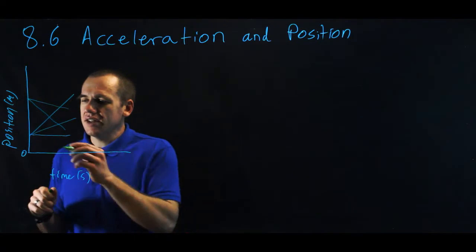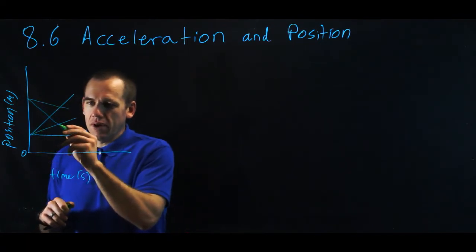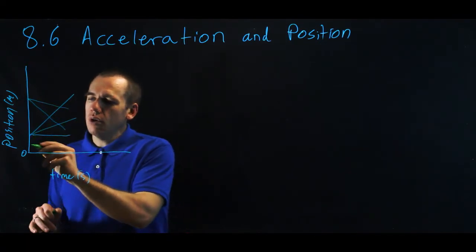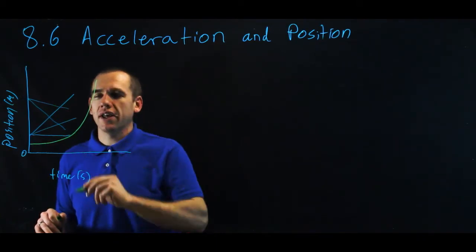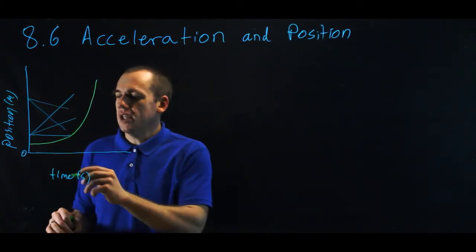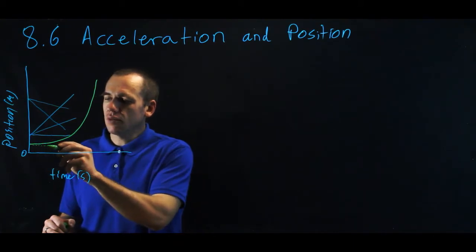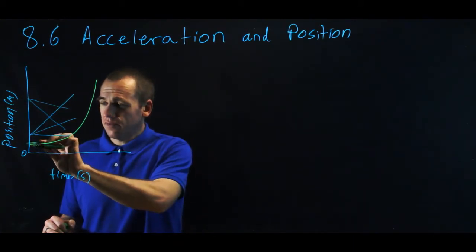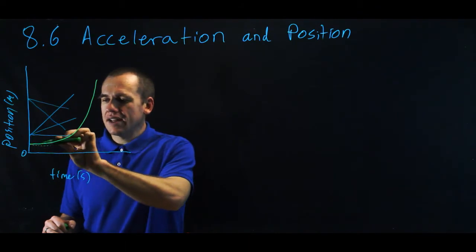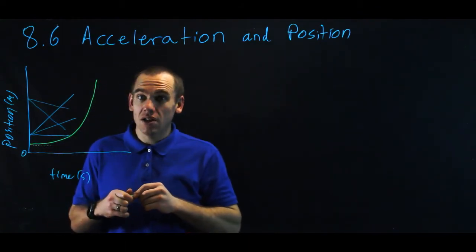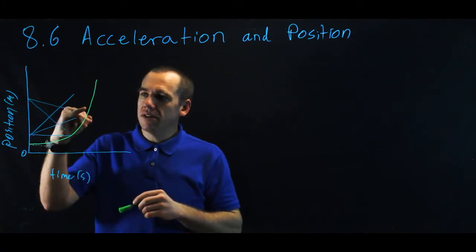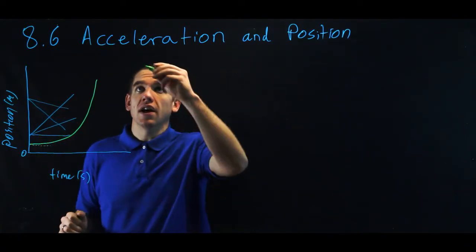And if I look at this line, it doesn't start steep and it remains not steep for the duration. But what if it started here and it curved up like that? That would show me that it started slow because originally its slope was not very steep, and as time went by that got steeper, and that means that it's changing speed. So an accelerated position graph is curved.